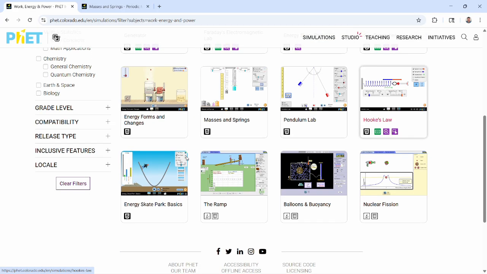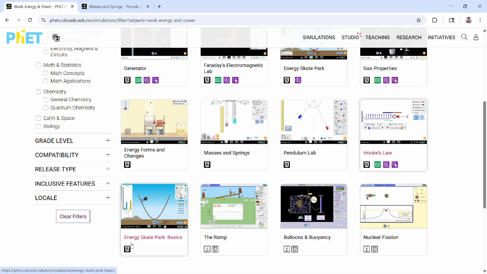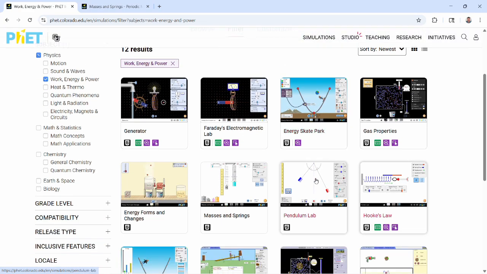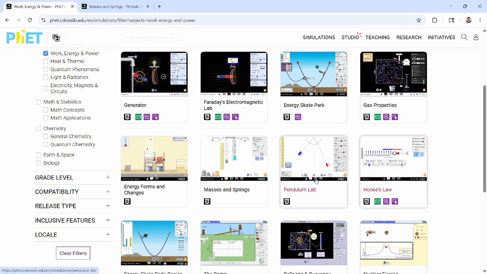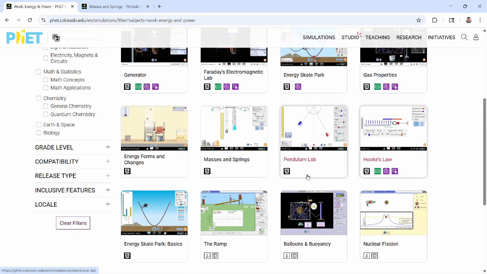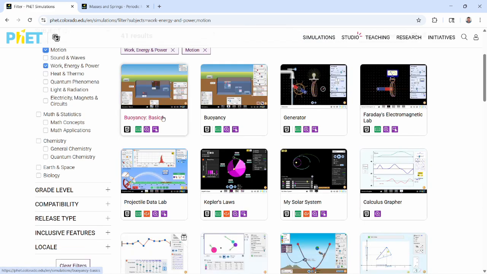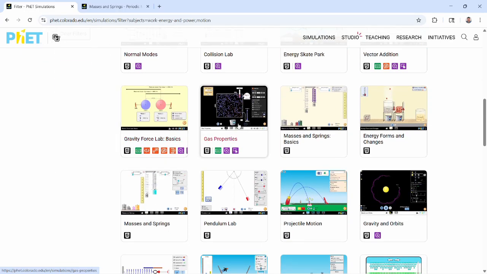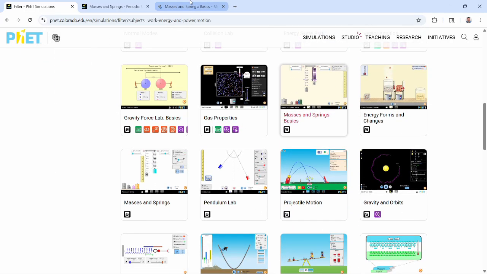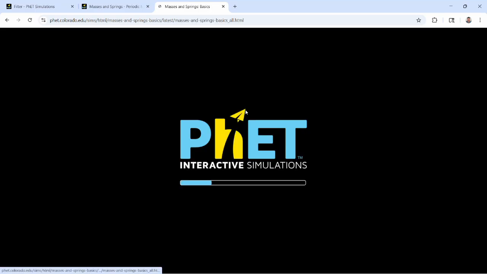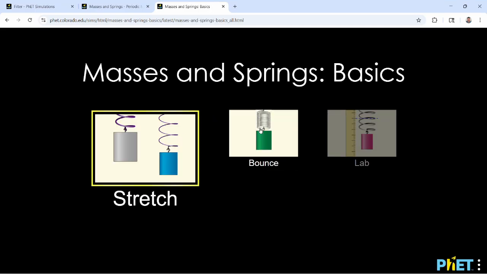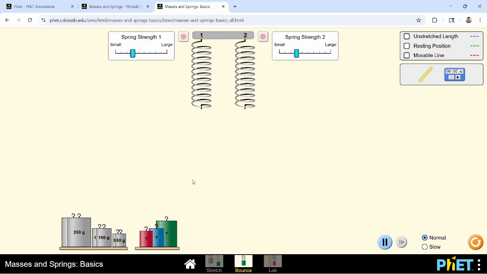So I think that's all the simulations. Now, some simulations you will see in two versions. There's Energy Skate Park Basics, and there's Energy Skate Park. I have looked at those pairs, and I've never really seen the distinction. I thought there was a masses and springs basics simulation too, maybe that's under motion. I never really saw the big difference between the ones labeled as basic versus the ones that are not. Maybe the controls are easier, I'm not sure.